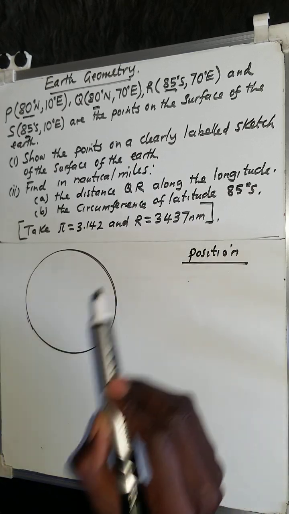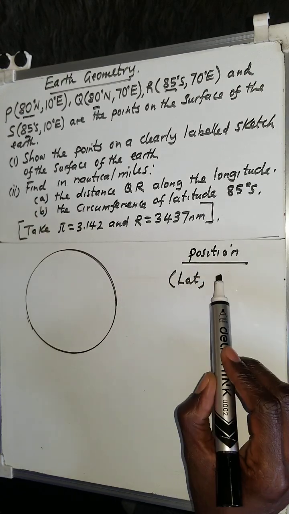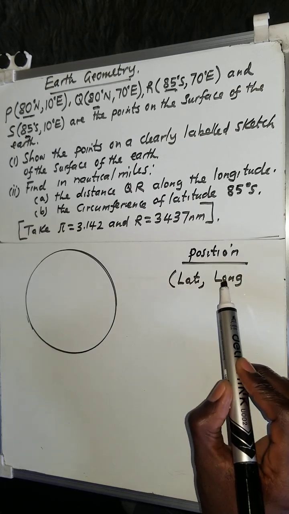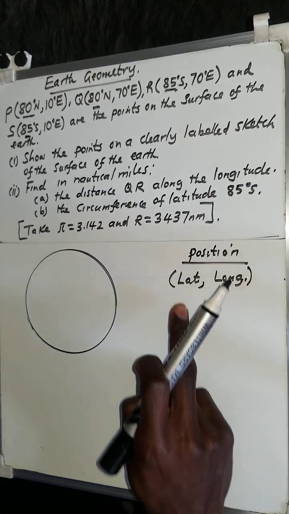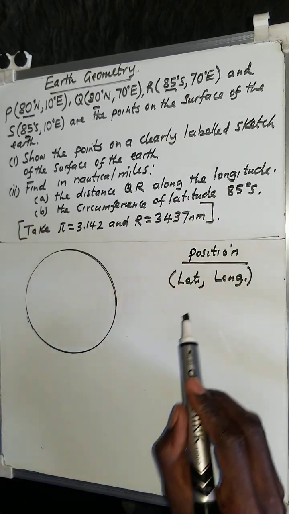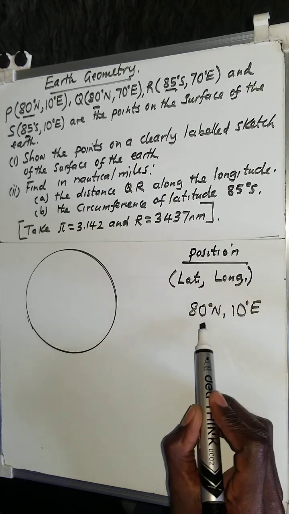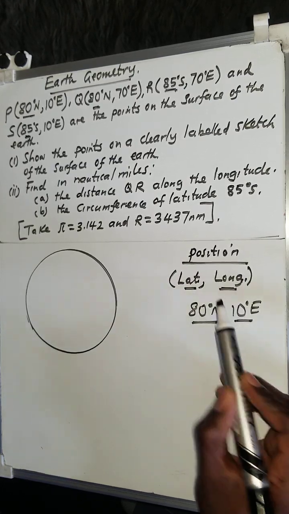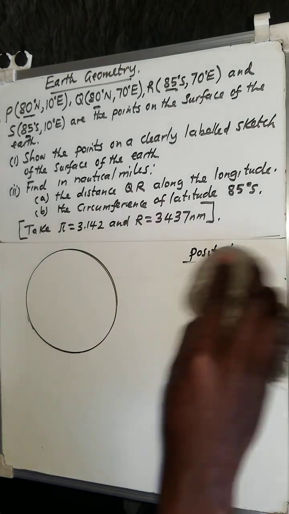So now when it comes to the position, the concept that you need to remember is that when they tell you to state the position of a point, positions are simply given in terms of the latitude, comma, the longitude. So you start with the latitude, then end with the longitude. When they tell you 80 degrees north, comma, 10 degrees east, that 80 degrees north is representing the latitude, and that 10 degrees is representing the longitude on which it lies. So you need to remember that concept in terms of positions. Start with the latitude and end with the longitude.